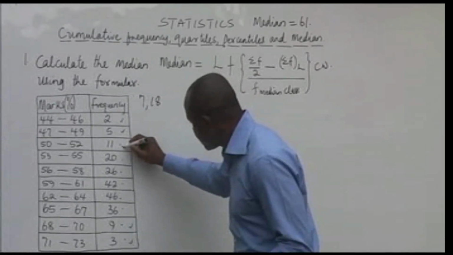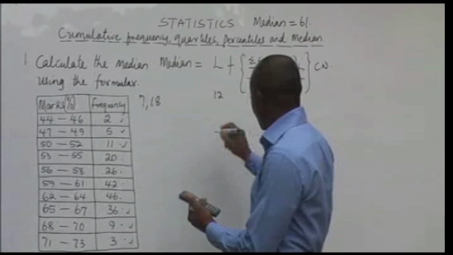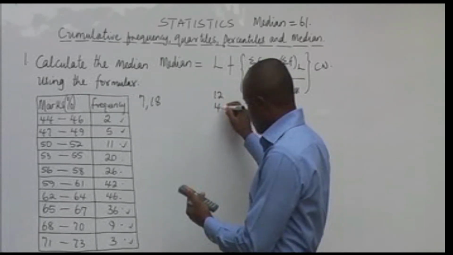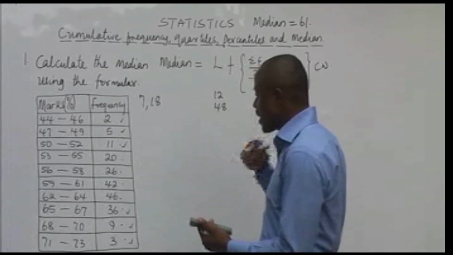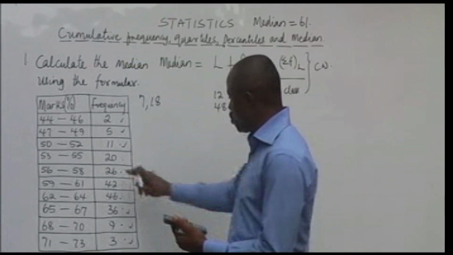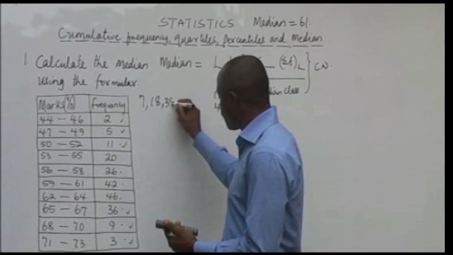So we have added this. So add this to 12. You can use the calculator. Here is giving me 48. Okay? So add this again to this, to 18. 20 plus 18 will give you 38.